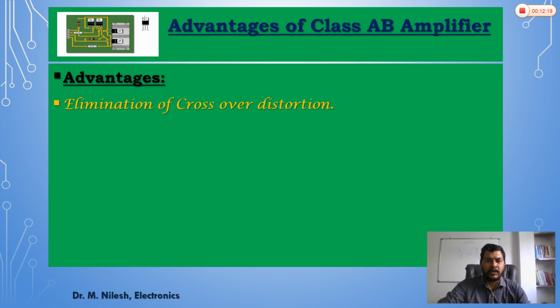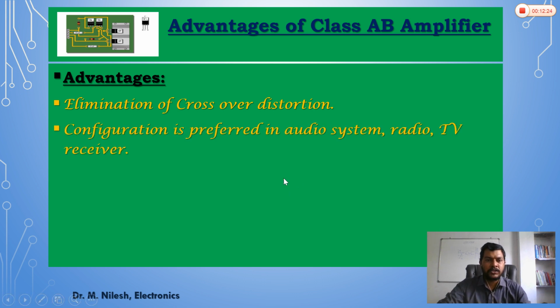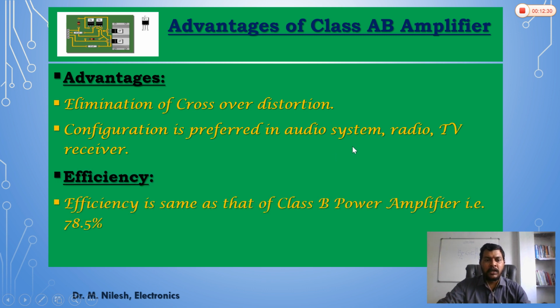The advantages of class AB amplifiers are elimination of crossover distortion. The configuration is preferred in audio systems, radio, TV, receivers, etc. And efficiency is the same as that of class B power amplifier, that is around 78.5%.